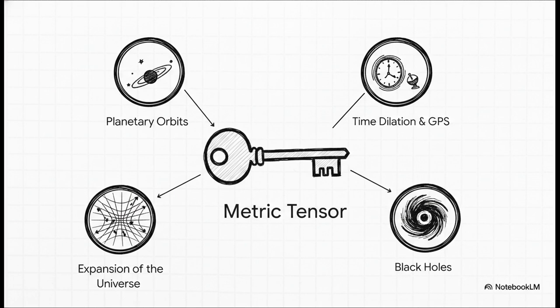It allows us to calculate the straightest possible paths that objects take through curved spacetime, which to us look like planetary orbits. It lets us compute exactly how much time slows down near a massive body, a correction that your GPS has to make constantly. It tells us where the curvature just goes off the charts, predicting the existence of black holes. It even lets us imagine ripples in spacetime itself, gravitational waves, and a metric that changes over time, which is just another way of describing the expansion of our entire universe.